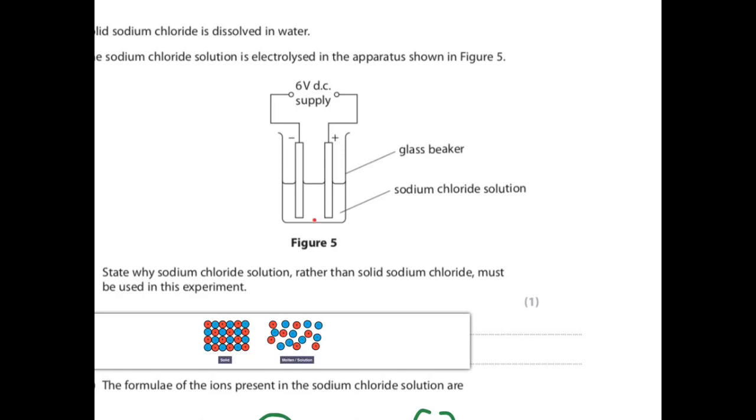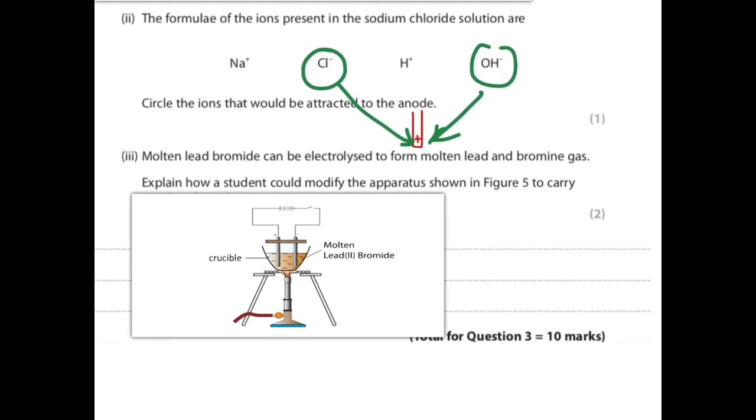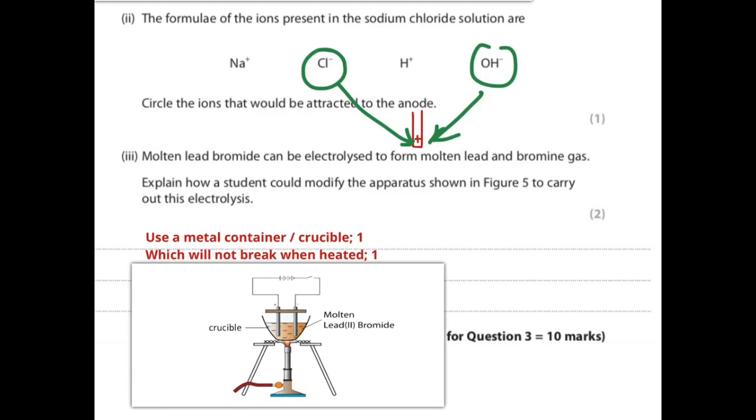And then obviously we need a heat source to melt it. So we need something which is heat proof, which won't break when subjected to high levels of heat, and we need a Bunsen burner flame or a heat source to actually melt the lead bromide. So remember, this question said explain how a student could modify the apparatus shown in figure 5. Explain. So you have to say what the change would be and why. So firstly, use a metal container or crucible.